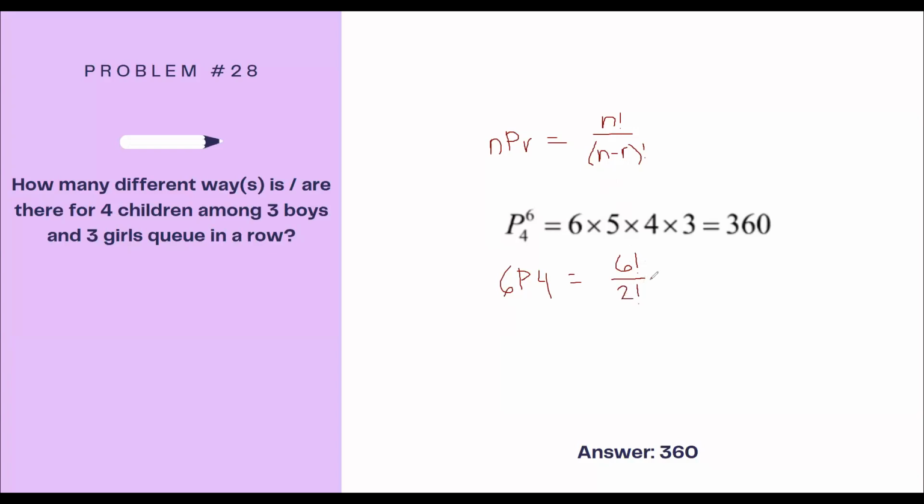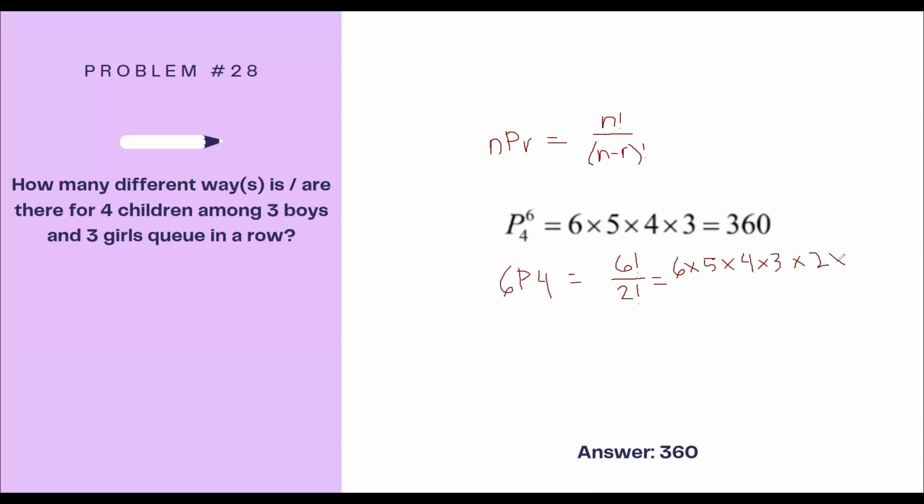So if we try to expand this one, we have 6 times 5 times 4 times 3 times 2 and times 1.